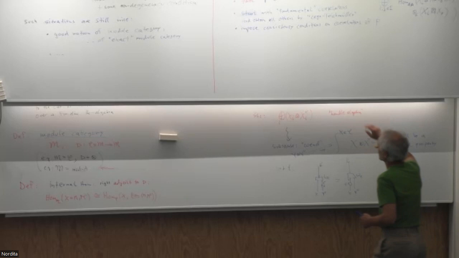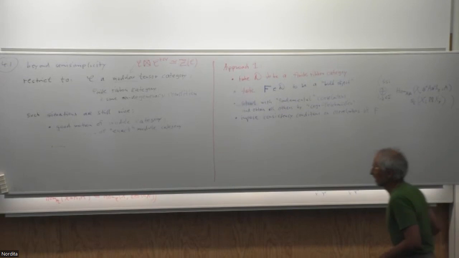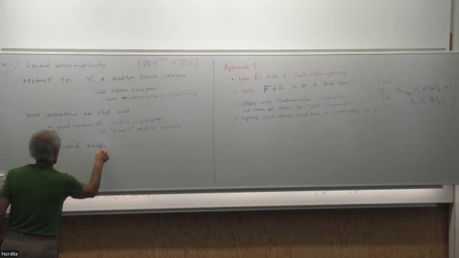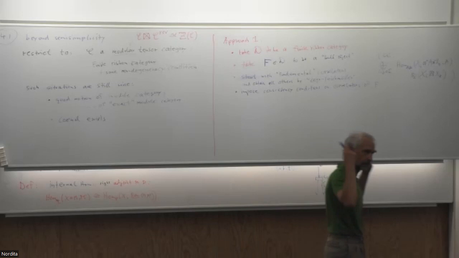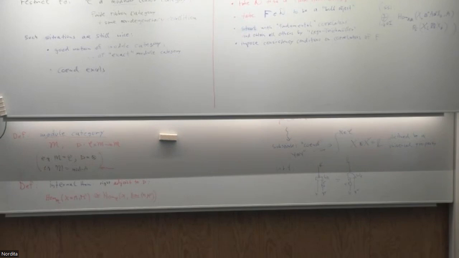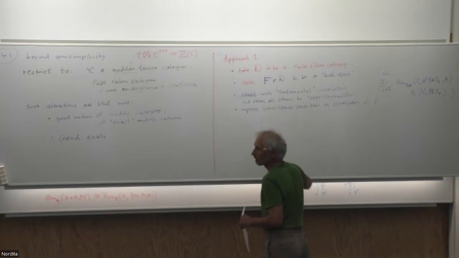Among the things which are still nice is that the coend exists. This is defined by universal property, so there's no guarantee that it exists, but in a finite tensor category it does. It's just a particular case of a finite colimit, and those exist. If it exists, it's unique up to unique isomorphism, and that's a good aspect. And now you can do a lot of things.